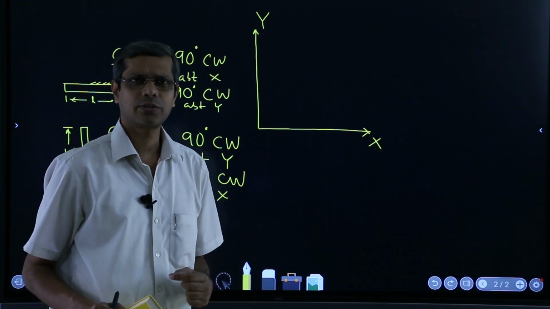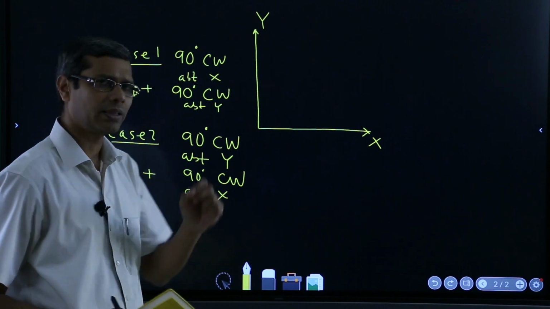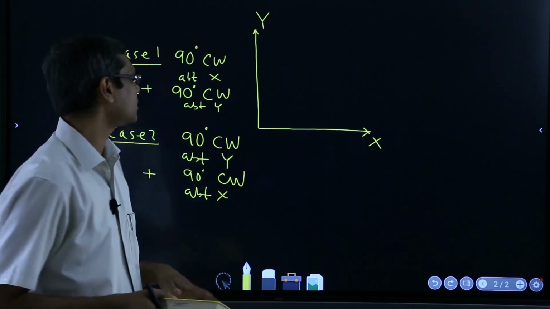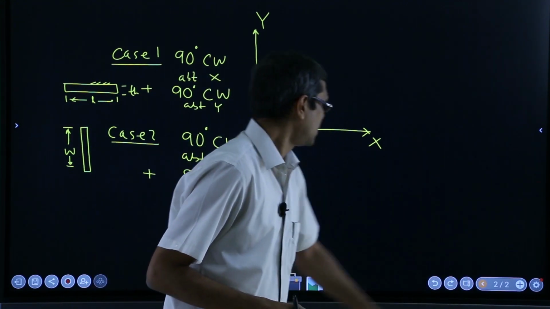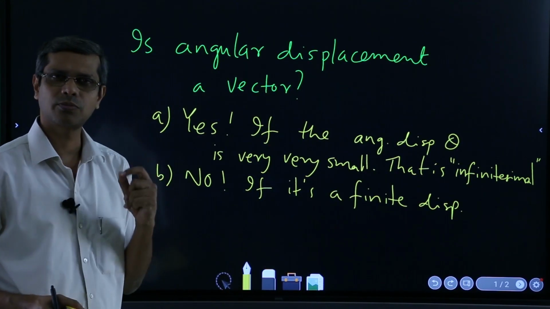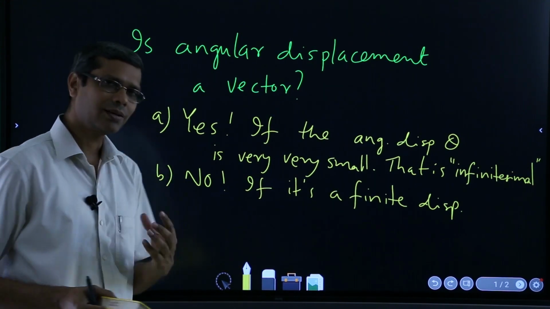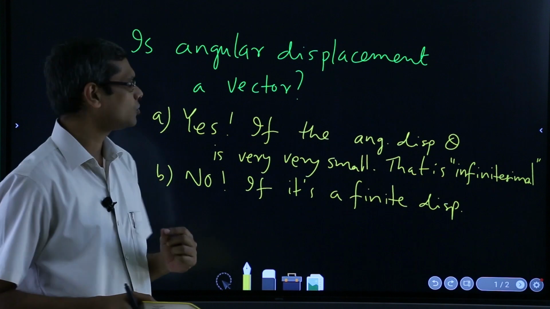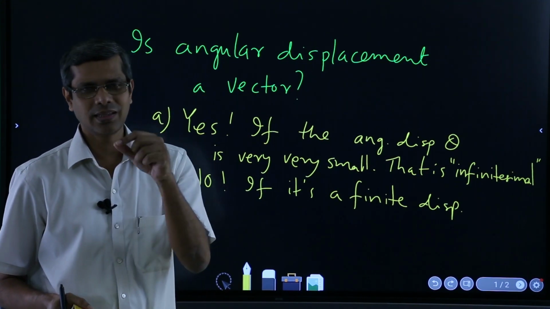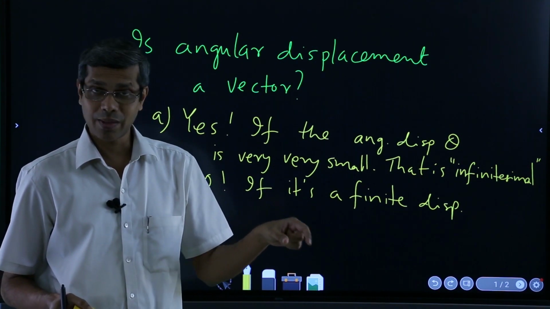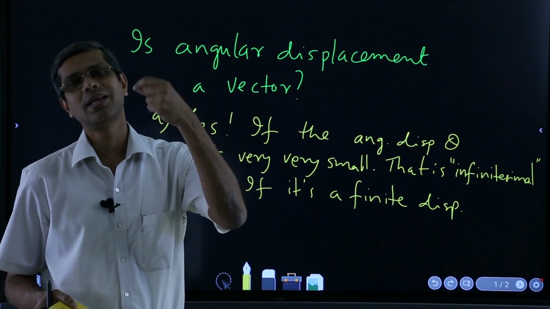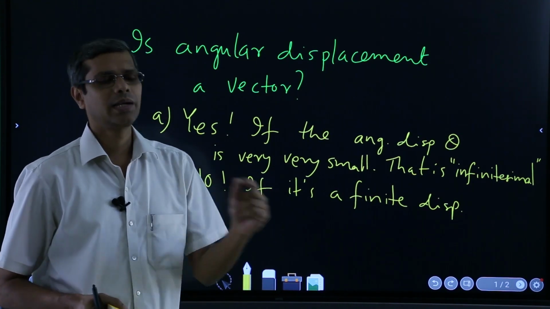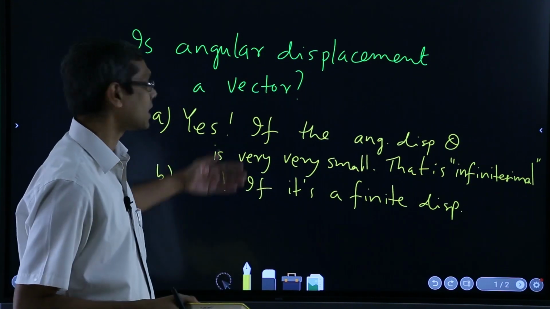And then mathematically you can prove that when you go to infinitesimally small quantities, when theta tends to 0, the final configuration in both cases will be exactly equal, and that is how you say that if theta is infinitesimally small, it is a vector, and if it is a finite value, it is not a vector. That is precisely why angular velocity is a vector. How do you get angular velocity? Change in theta over change in time, when change in time tends to 0. That means the change in angle also tends to 0, which means in that condition you can consider it to be a vector. So that is why angular velocity is a vector, but angular displacement is a conditional vector.